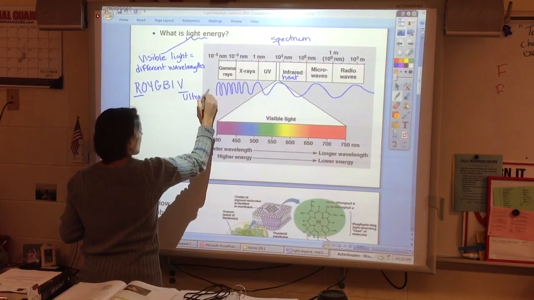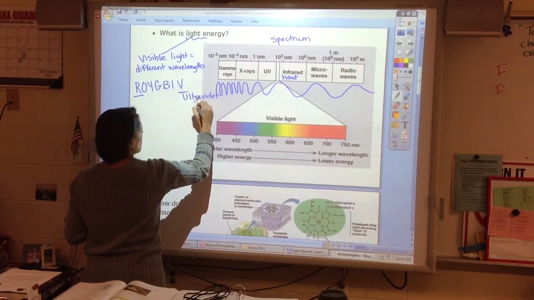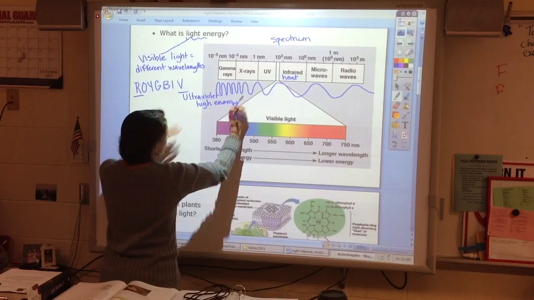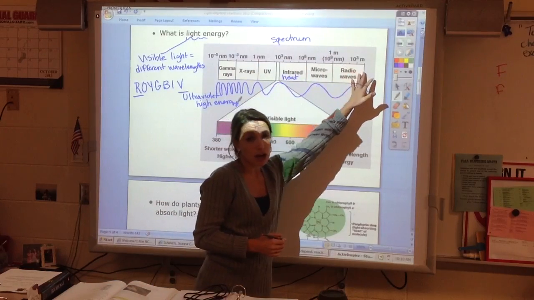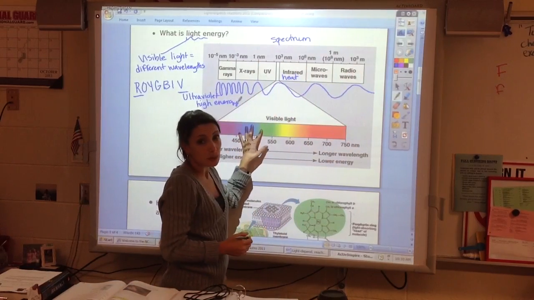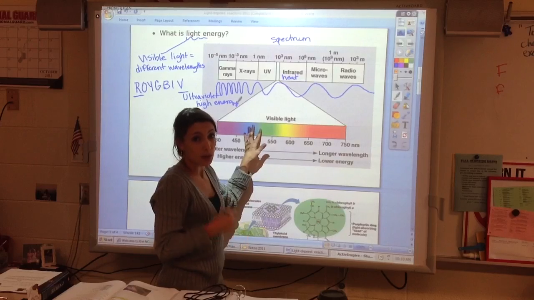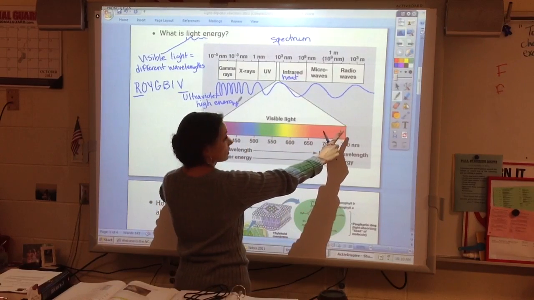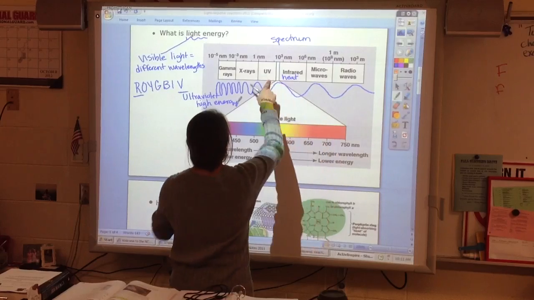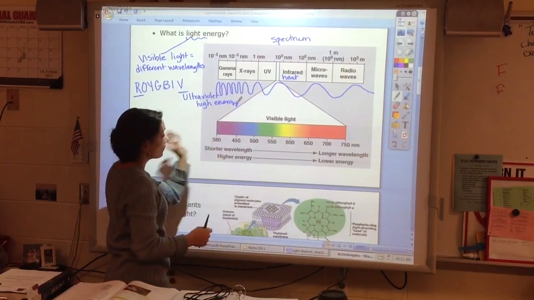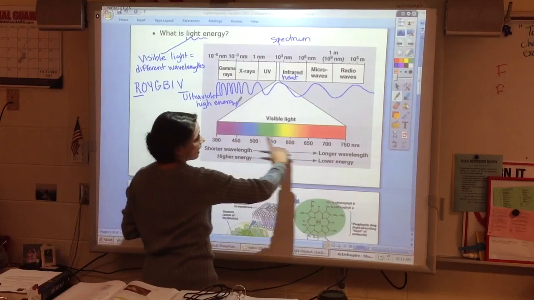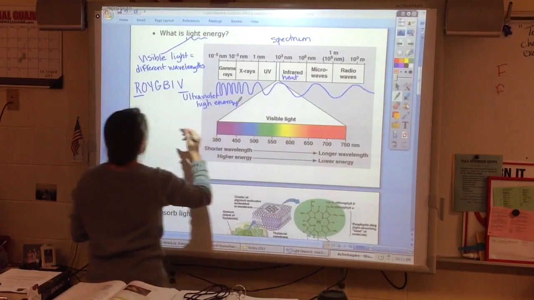Ultraviolet is really high energy. So we're not going to need to know gamma, X, UV, micro, radio. We need to understand the visible light spectrum because that's the energy plants are going to take advantage of. And we have to know which one of these is higher energy. So ultraviolet is higher energy. If you can remember ultraviolet is next to violet, then you'll remember that violet is higher energy than red.